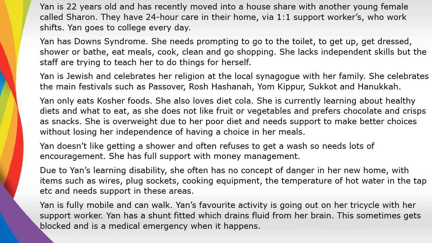Jan is 22 years old and has recently moved into a house share with another young female called Sharon. They have 24-hour care in their home via one-to-one support workers who work shifts. Jan goes to college every day. Jan has Down syndrome and she needs prompting to go to the toilet, to get up, to get dressed, to get showered or bathed, to eat meals, to cook, to clean and to go shopping. She lacks independent skills, but the staff are trying to teach her to do things for herself.